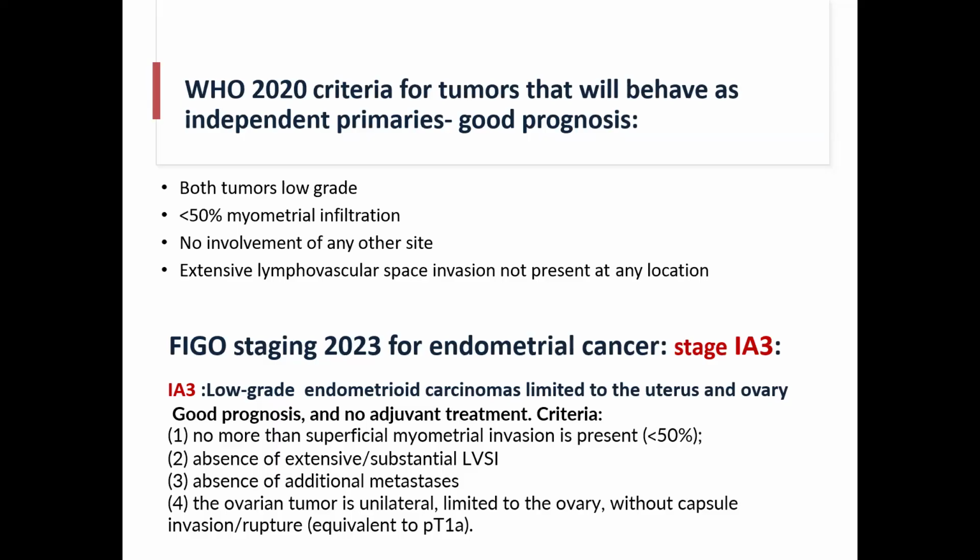If all these features are present, we will state that this is a stage 1A3, and for these tumors, it's recommended to call it not synchronous, but coexistent endometrioid carcinoma in the ovary and the endometrium, stage 1A3, and explain to the clinician that this group will behave with good prognosis and will have conservative management.